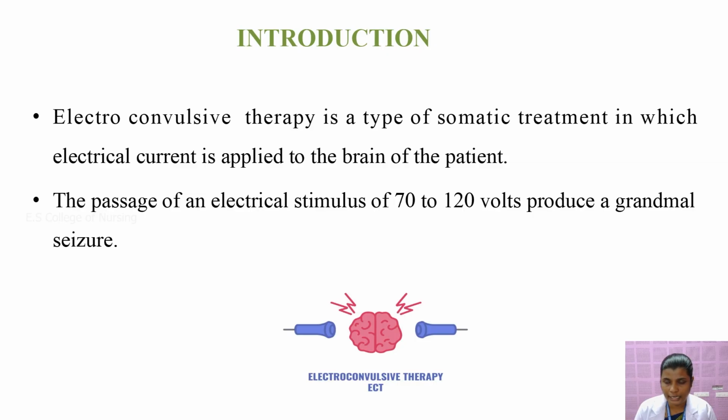Electroconvulsive therapy is a type of somatic and physical treatment in which we pass the electrical current with the use of electrodes. We create the electrical stimulus and it will produce the seizure.